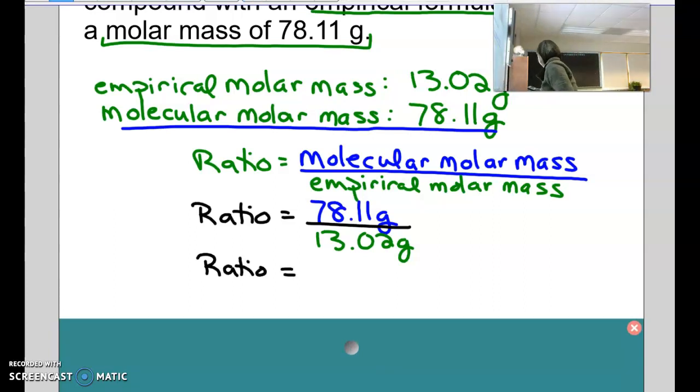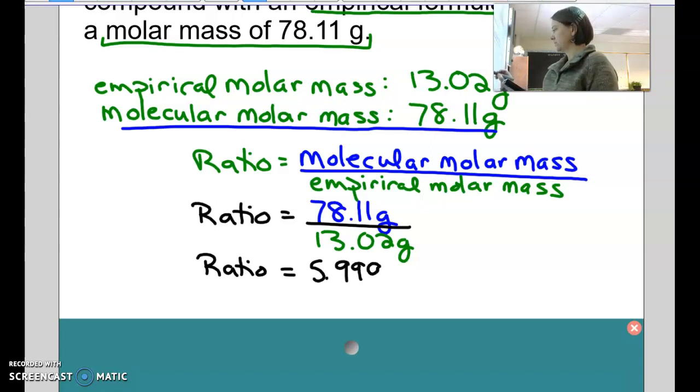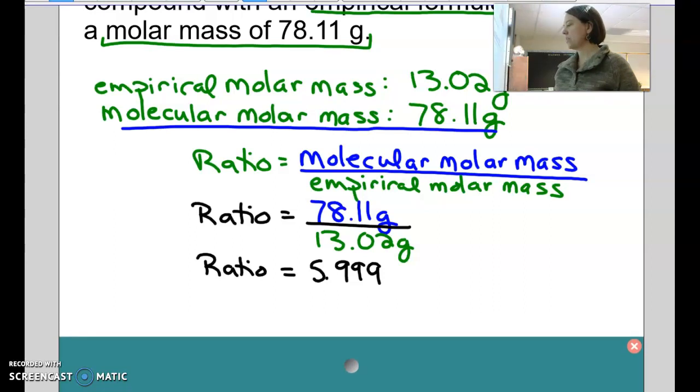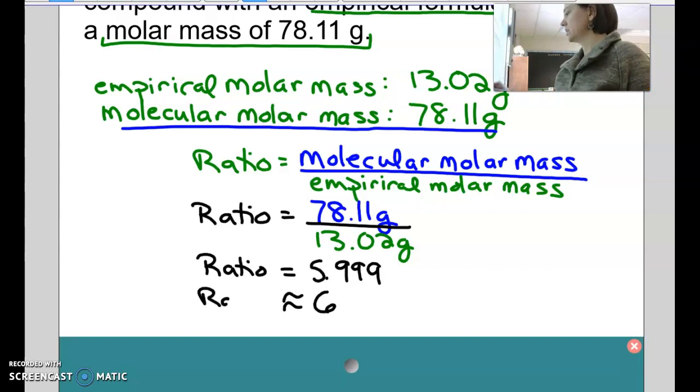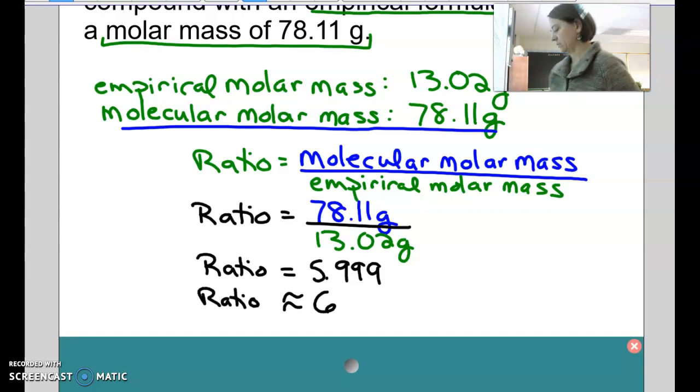And then, when I get those ratios, 78.11 divided by 13.02 comes out to 5.999. And you see that it is a pure number, it's a ratio because the grams cancel, so we don't have a unit. And then I could easily say, yep, that ratio is going to be 6. We have a ratio of 6.